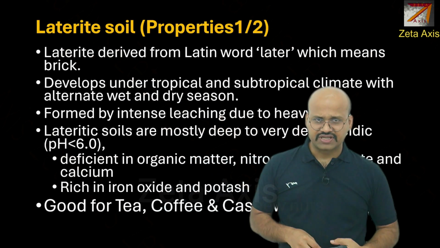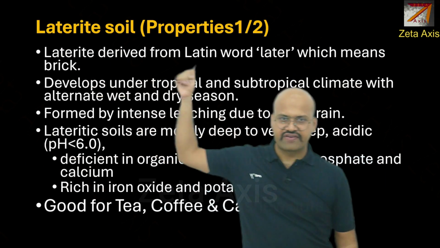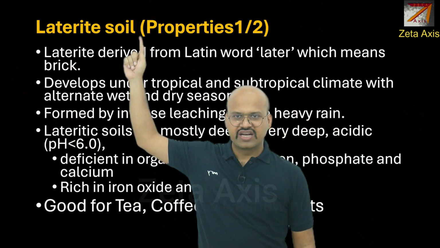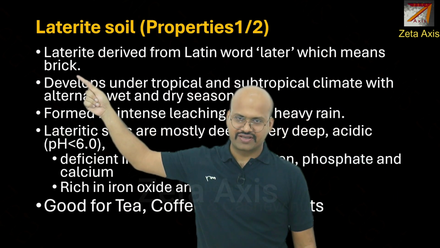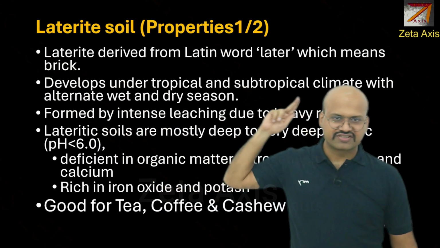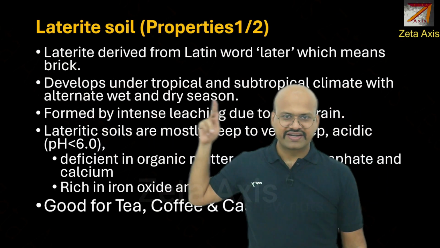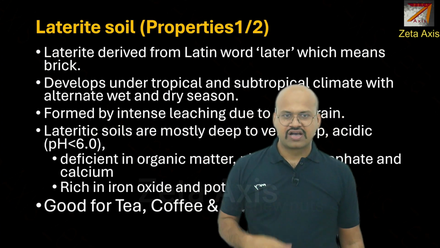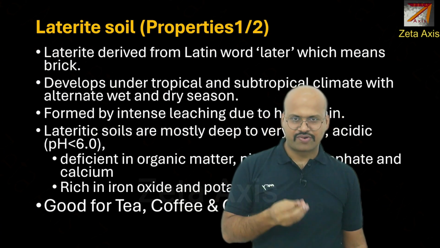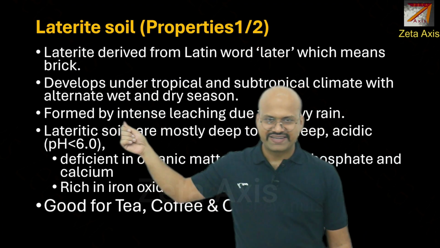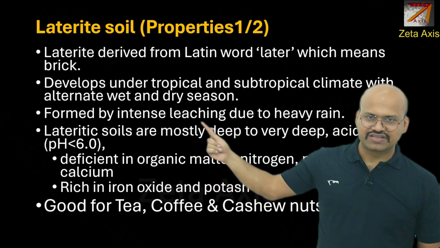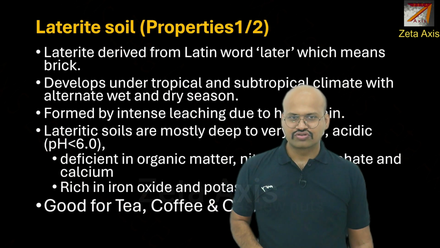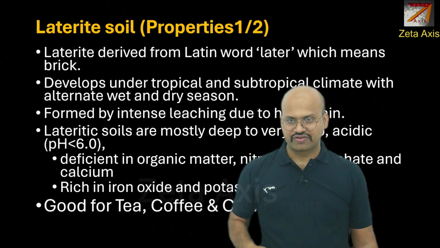Now let's see the properties. The word laterite is derived from the Latin word later, which means brick. So remember, laterite soil is also used for brick making. It develops under tropical and subtropical climate with alternate wet and dry seasons. This tropical and subtropical climate gives it the humidity as well as sufficient moisture. It is formed by intense leaching due to heavy rain. We have already seen what leaching means. The elements which are soluble in water are removed because of water percolation in the deeper layers of soil.